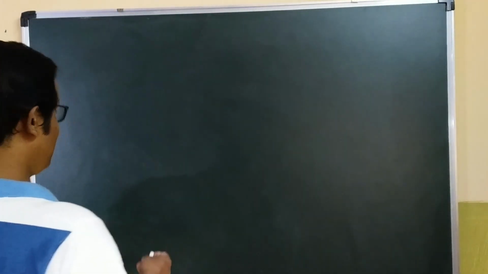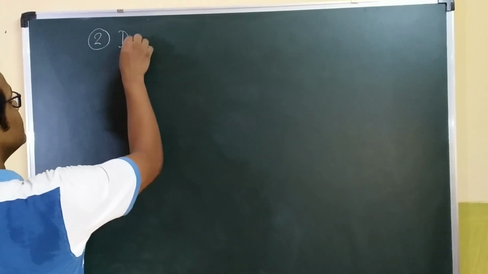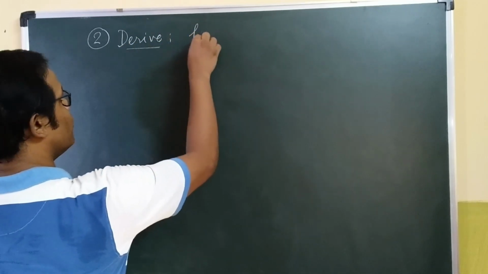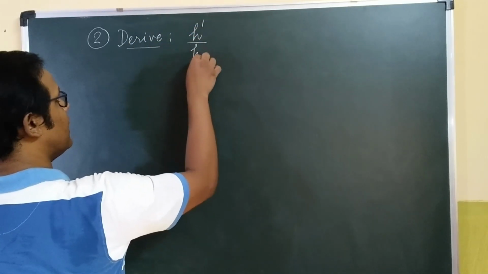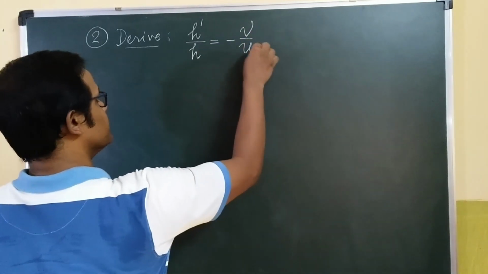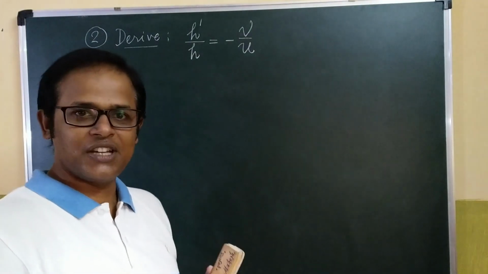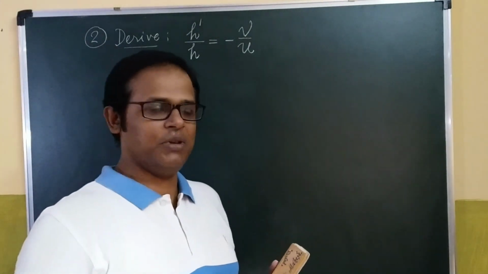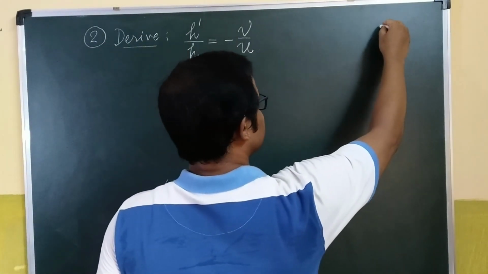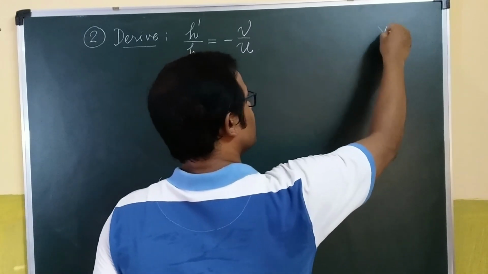Okay. So now let me prove, or as we say, derive, first of all, the relation, how we get H dash by H equals minus V by U. After this, using this knowledge, I am going to move on to derive the equation for the mirrors, the mirror formula. Again, this equation is going to be super important and easy, and this is how we can easily derive it.